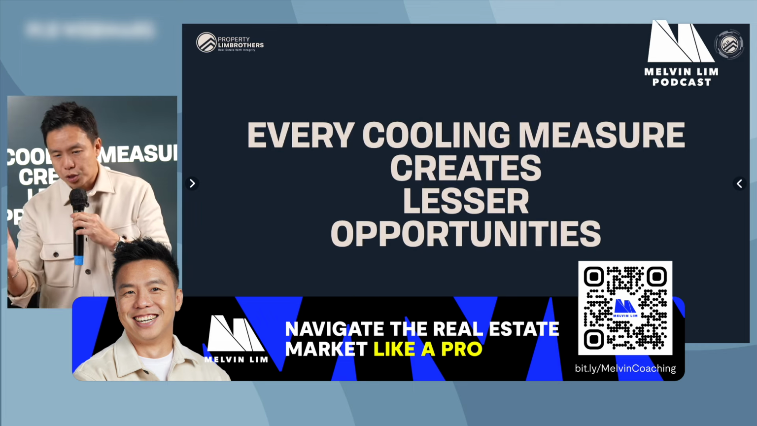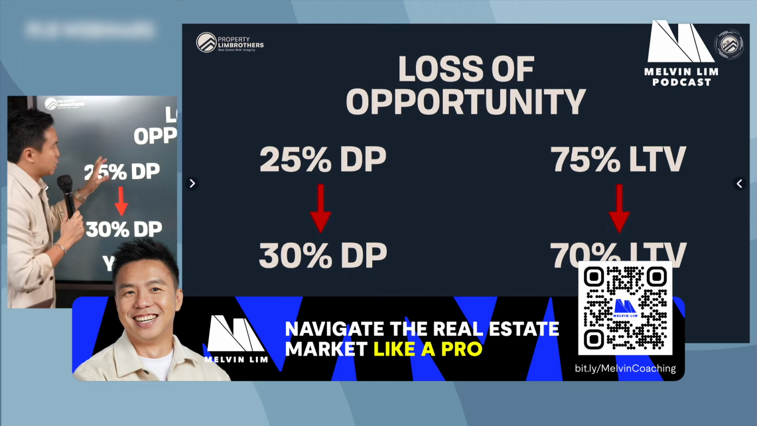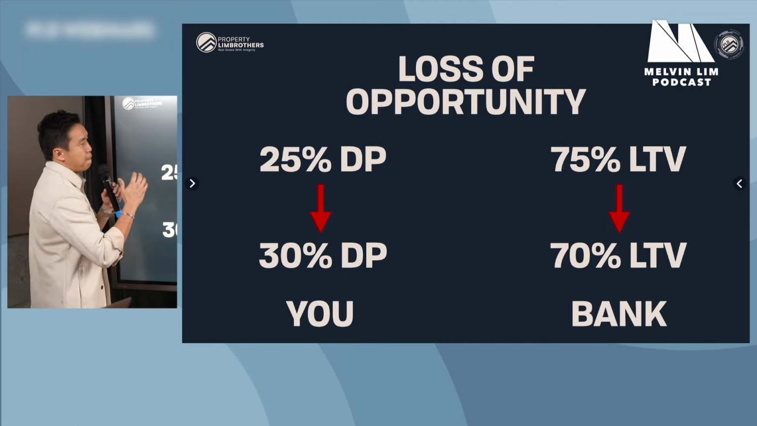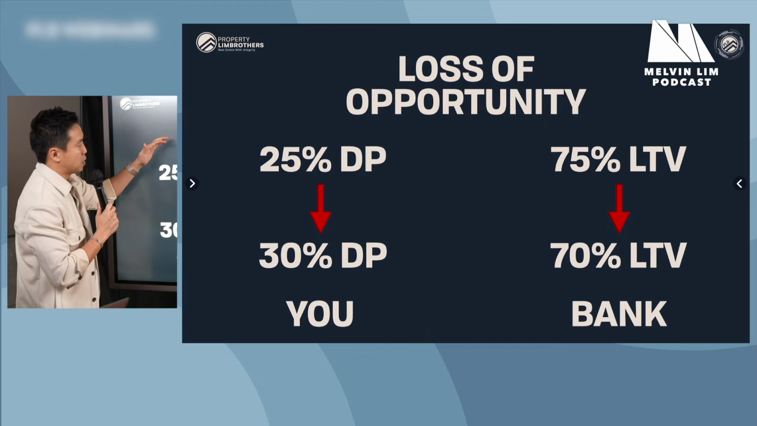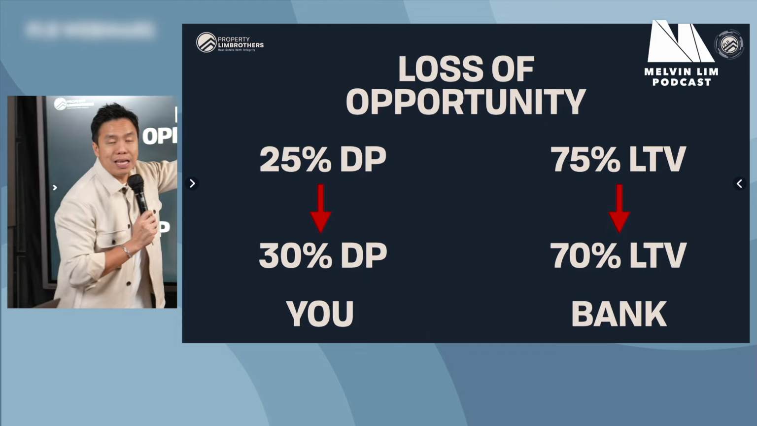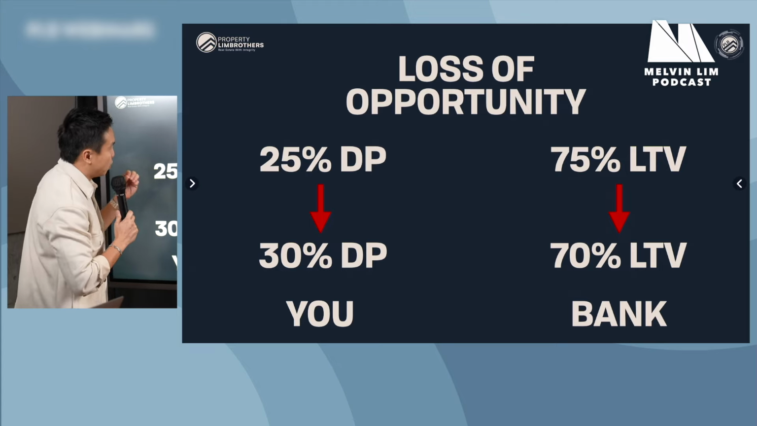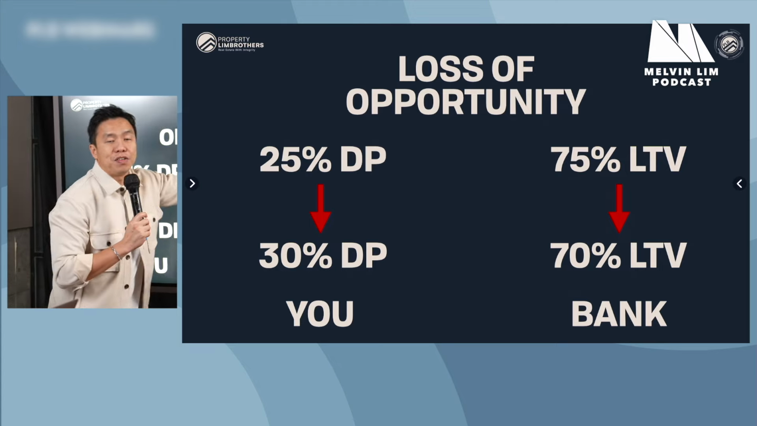Let me maybe just share an illustration. Just for example, in the past, our LTV was actually at 80%. Last time, all you need to do is just to put in 20% down payment, out of which 5% from cash, 15% CPF, 80% from the bank. Now we are already at this new situation, 25% down payment, 75% from the bank.